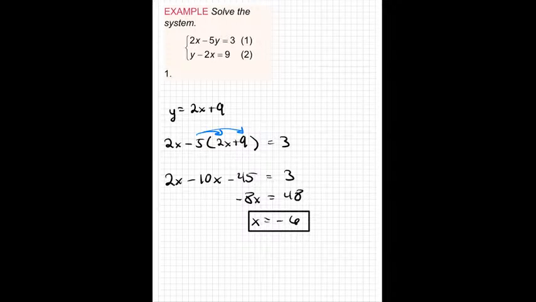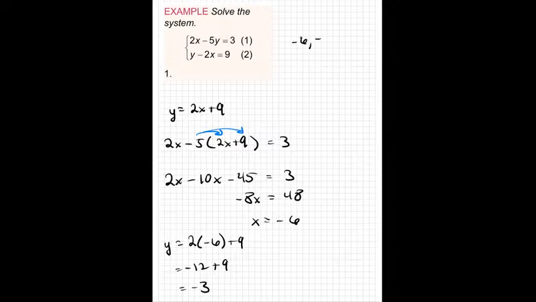So if that's x, then we need to go back and find y. So then y is going to be equal to 2x plus 9. That's going to be what? Negative 12 plus 9, which is negative 3. So then our claim is that the solution, the ordered pair, is going to be negative 6, comma negative 3.